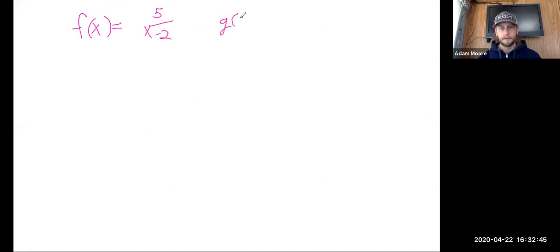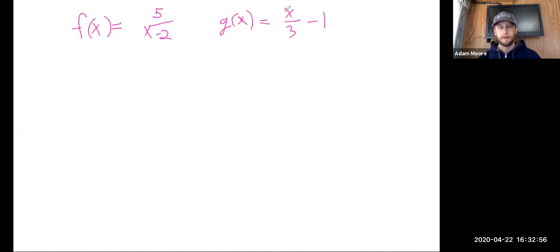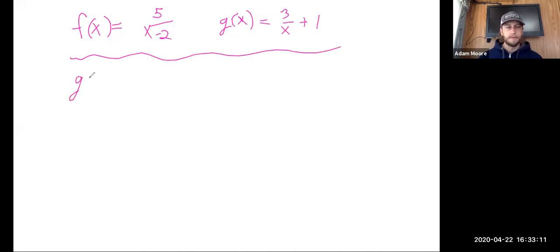And G of X was the other thing. It was like X over 3 or something minus 1. Is that right? Let's see here, plus 1. I mean 3 over X. I was way off. Just don't write that down. Okay. 3 over X plus 1. Looking good. Okay. Now we had to do, what was it? G compose F this time.